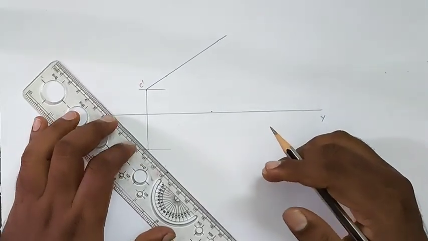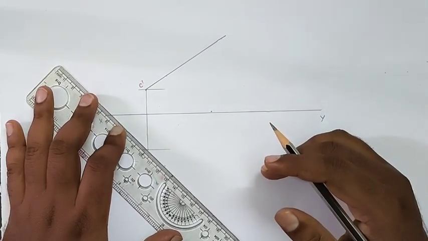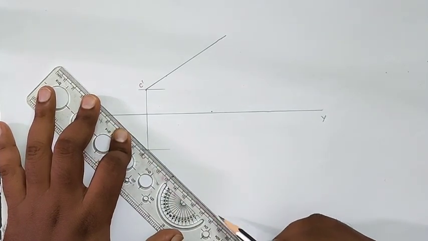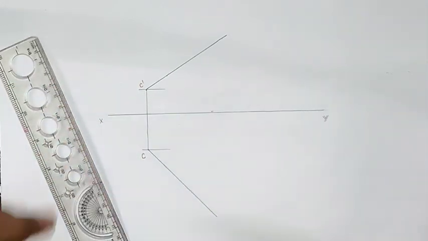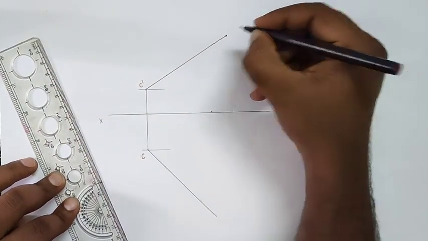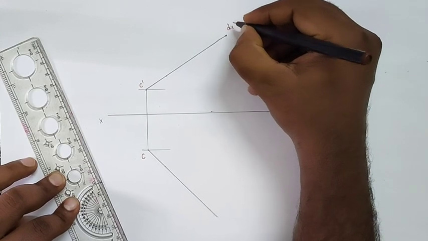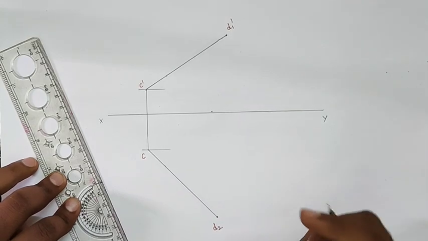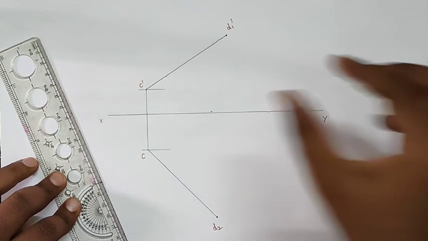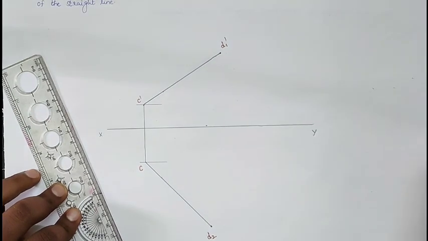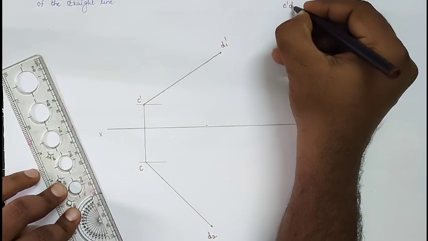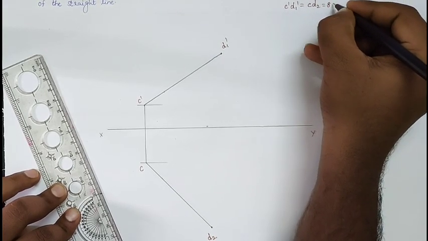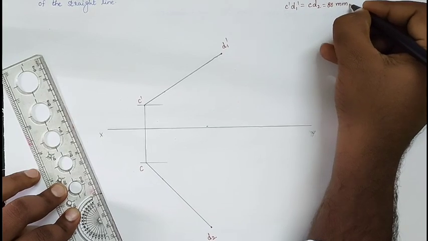And similarly from point C, making an angle of 45 degrees, we will draw the true length of the line with the length of 80 mm. And now here I am locating this point as D1 dash, and here this one is D2. So C1 dash, C dash and D1 dash, which is equal to CD2, which is equal to 80 mm. They are giving the true length of the line.